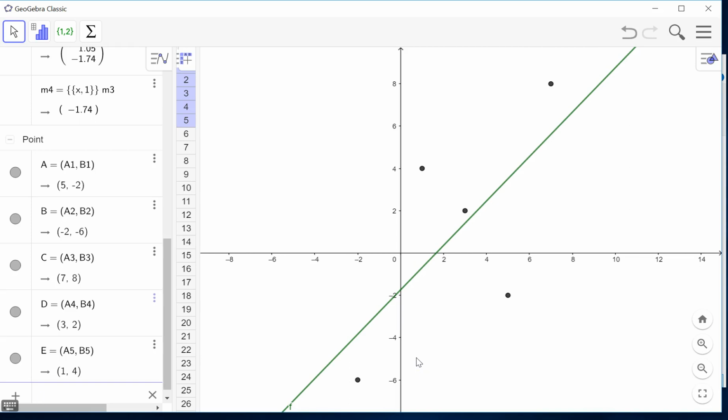What was your M2? The M2 is just the y values. I just highlighted the y values and said create a matrix.